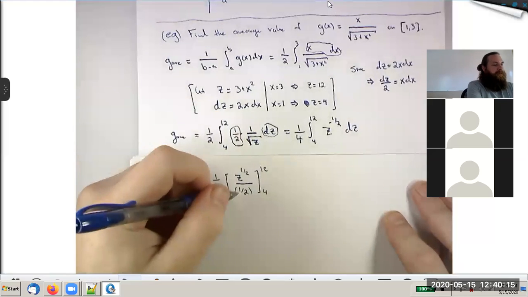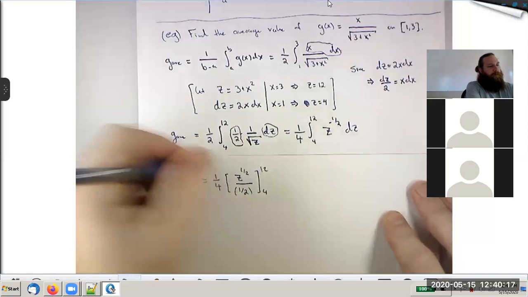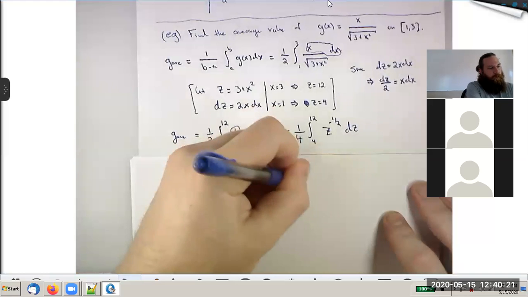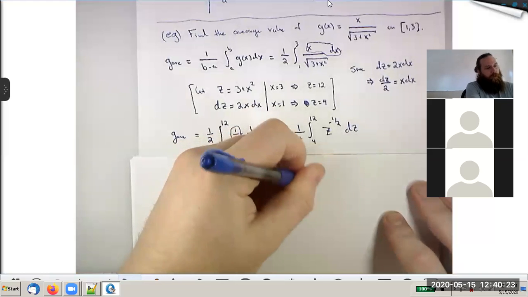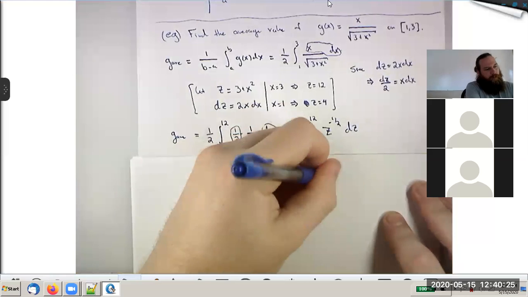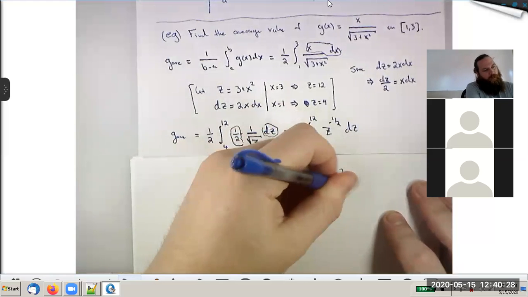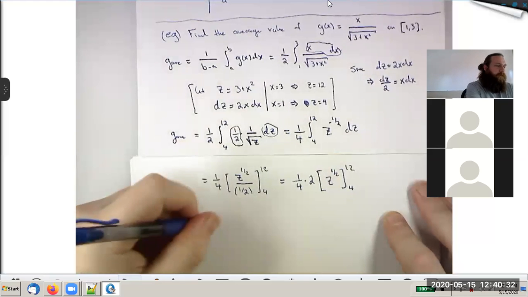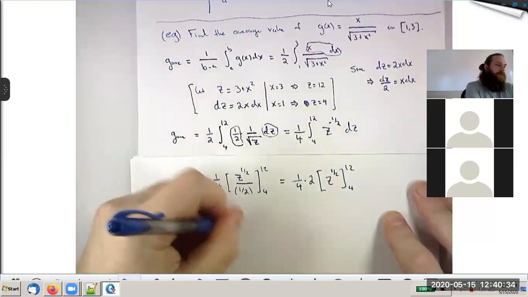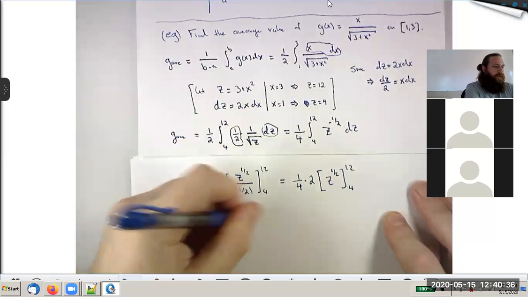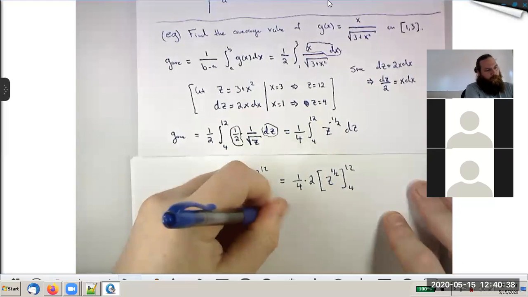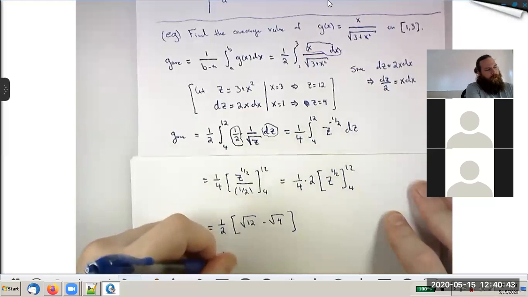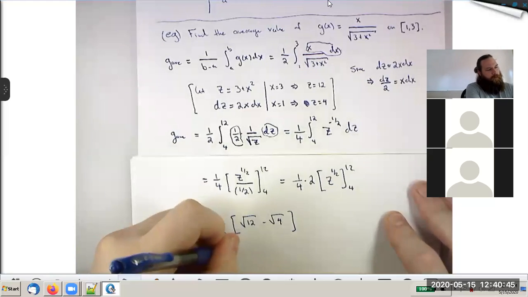Dividing by 1/2 is the same as multiplying by 2, so I can pop that out. So that's the same as 1/4 times 2 times z to the 1/2 from 4 to 12. And the 1/4 and 2 will come together to make a 1/2. And then when I evaluate this, this is the square root of 12 minus the square root of 4, which is 1/2 times the square root of 12.